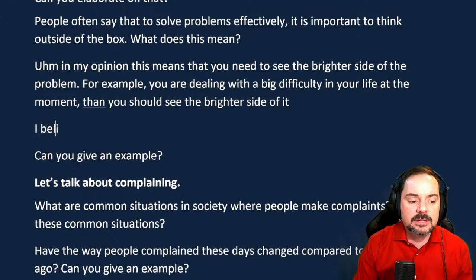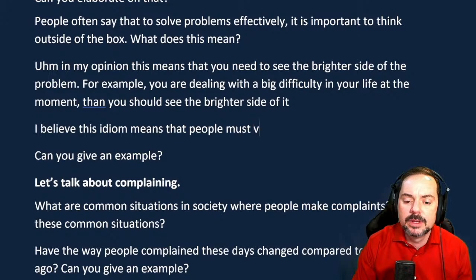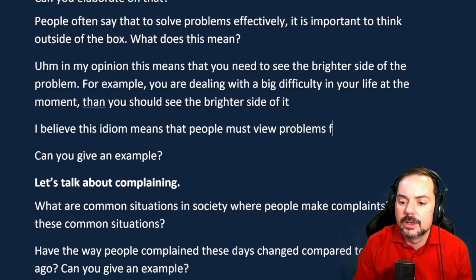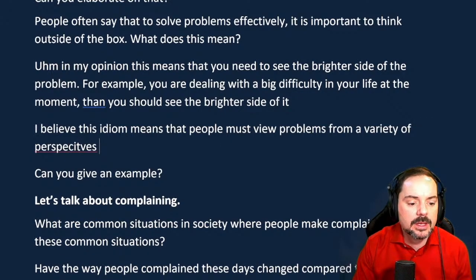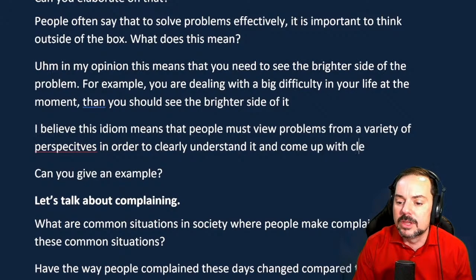So I believe this idiom means that people must view problems from a variety of perspectives in order to clearly understand it and come up with clever solutions.